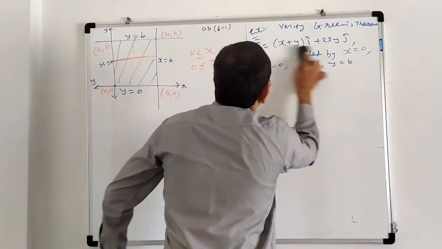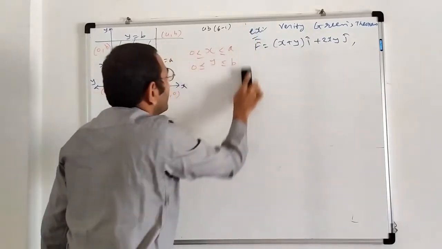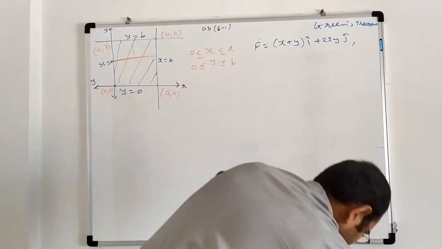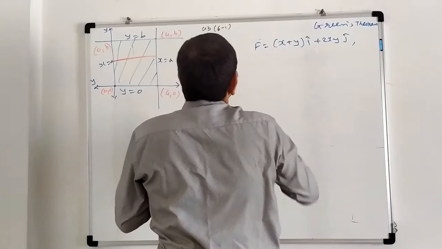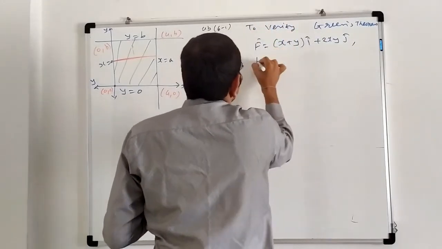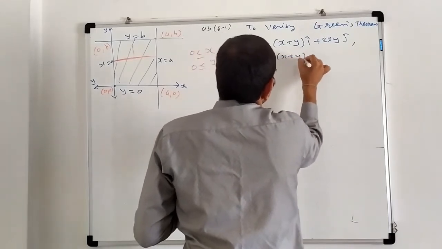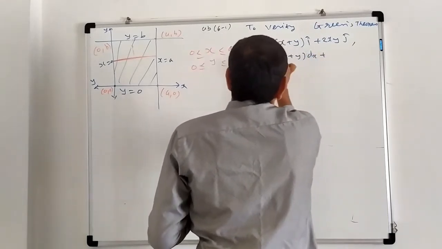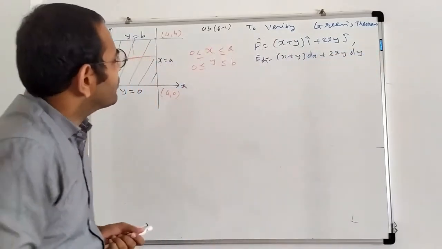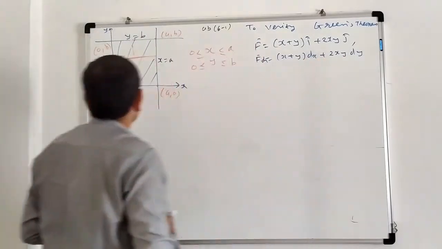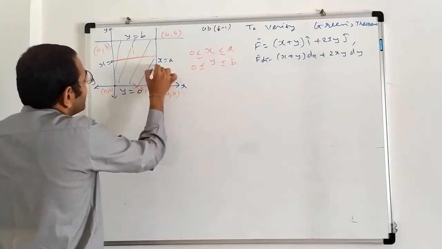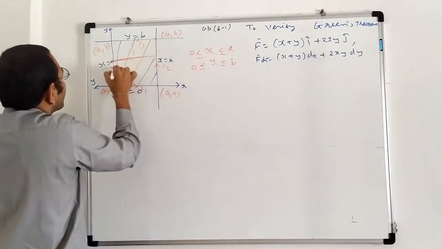To verify Green's theorem, F bar equals (x plus y) dx, F bar dot dr, and 2xy dy. We require this term, meaning the value indicated by M or the value indicated by N. Here that is our C1, that is C2, that is C3 and that is C4.